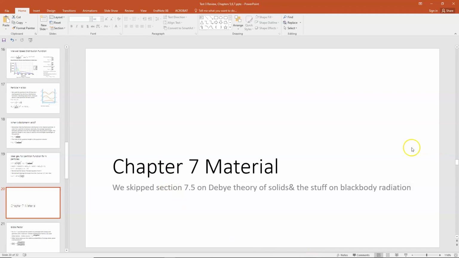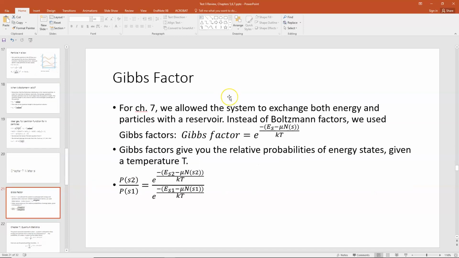On to Chapter 7. Remember that Chapter 7, we were starting to run out of time, so we just covered the stuff that I thought was important and that you wanted to do. So we skipped the stuff on the Debye theory of solids and the black body radiation in favor of Bose-Einstein condensates.